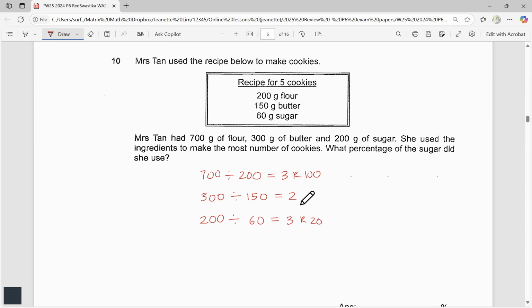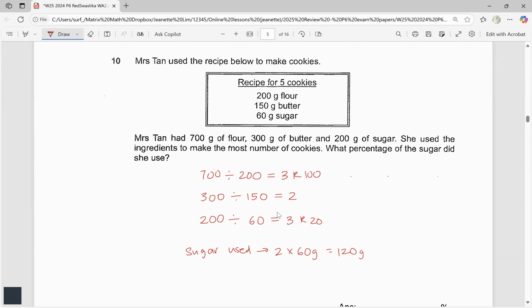So the sugar, she's only going to use 2 groups of 60 grams. So the sugar used will be 2 groups of 60 grams, not 3 groups, because like I said, you can't make 3 groups of the cookies. Not enough butter, cannot make 3 groups. They have to come in a set. Okay, so only 2 groups max. So 120 grams of sugar is being used.